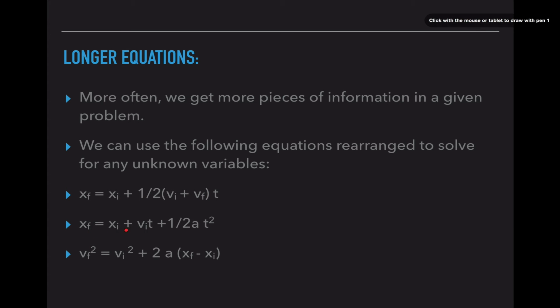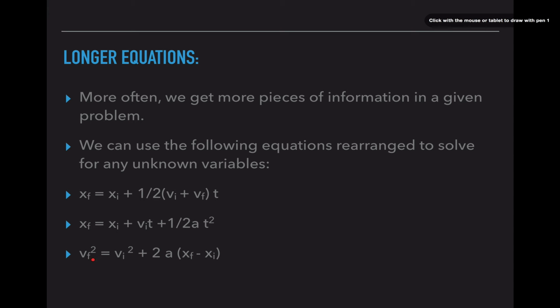The second one gives us everything except for final velocity. So you cannot use this equation if you're trying to solve for final velocity because it is not present in the actual mathematical equation. You can solve for anything that's listed here when you rearrange to calculate.